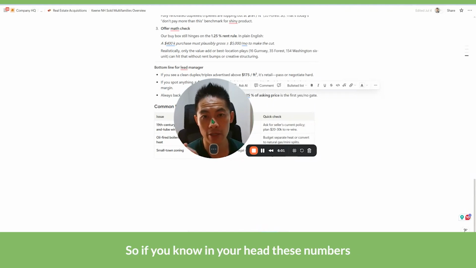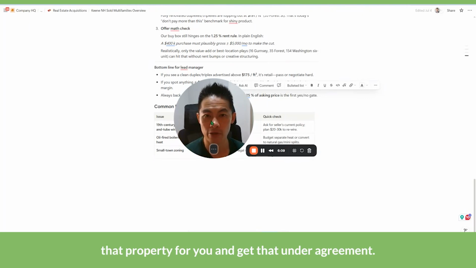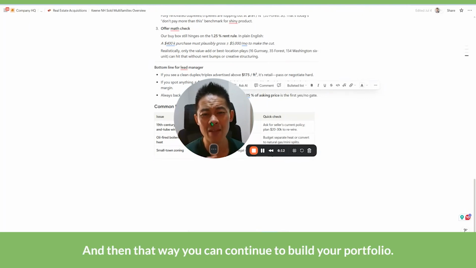So if you know in your head these numbers, my team's on these numbers, and you give us a green light for a certain purchase price or square footage, we're going to go ahead and lock up that property for you and get that under agreement. And then that way you can continue to build your portfolio.